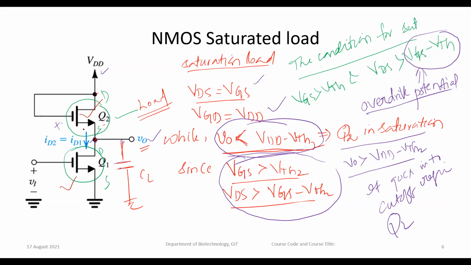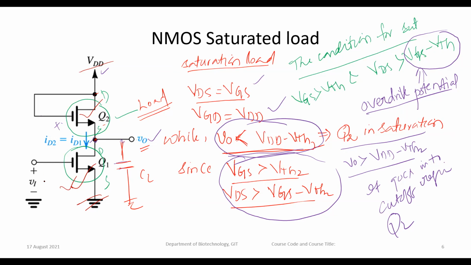The same current flows from VDD to ground. So whenever this transistor is on, the current ID2 is equal to ID1. This is always in saturation. Then this device will be operating as a switch.